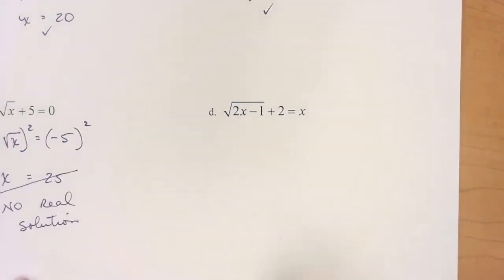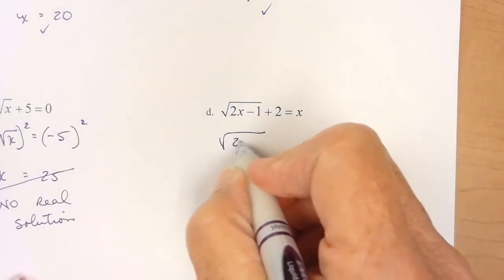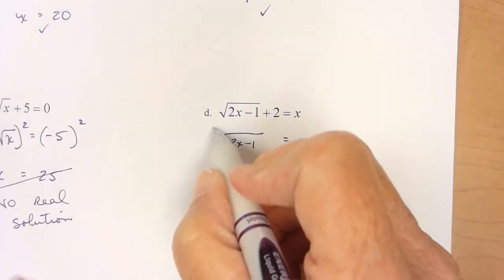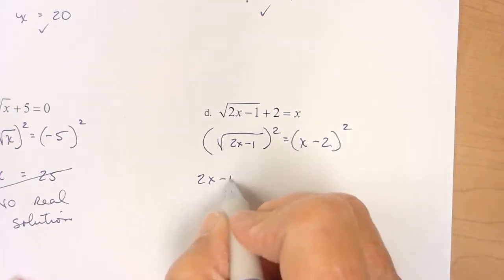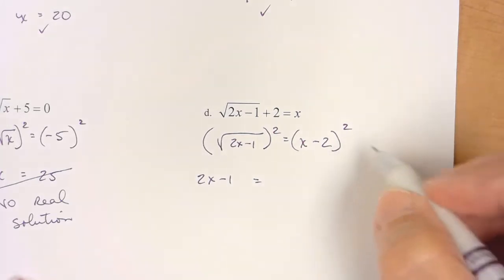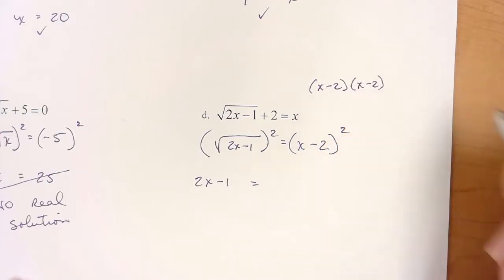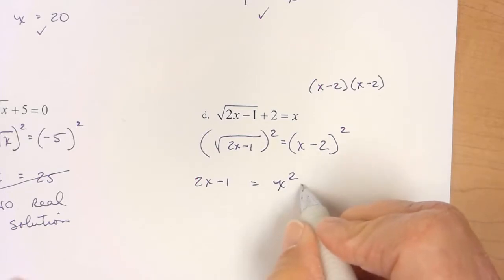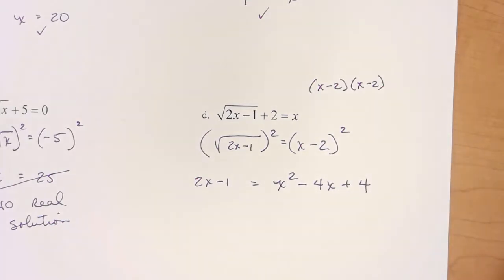One more. The radical is not isolated. I need to move the 2 over. Okay. Now I need to square both sides. This side is the easy side. This side, please be careful, because that is x minus 2 times x minus 2. You have to FOIL this. So that would give me an x squared. Outside is a minus 2x, inside is a minus 2x, so it gives me a minus 4x. Last times last gives me a 4.